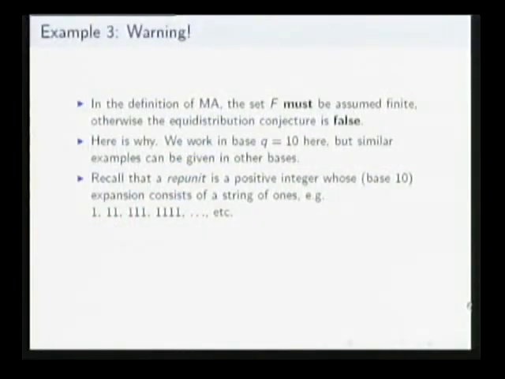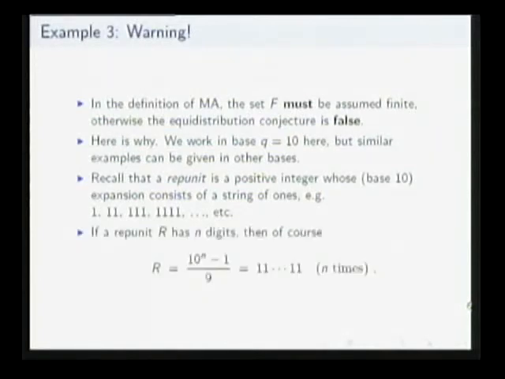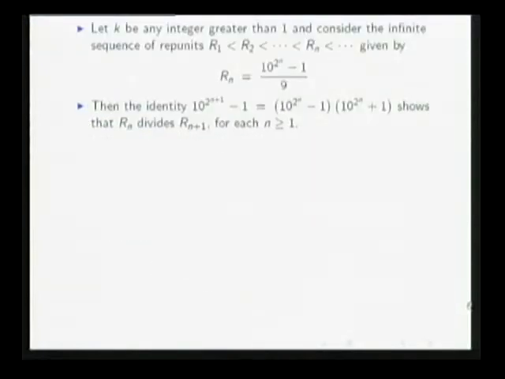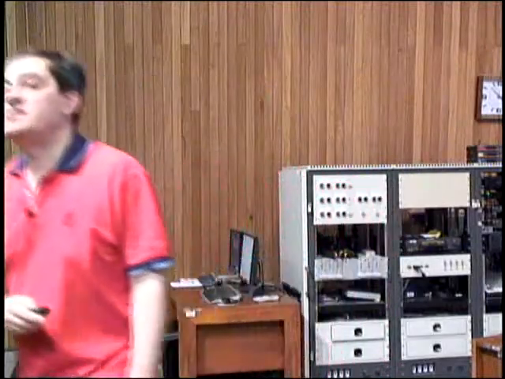Let me work with base 10 just to fix ideas, but the same thing works in any base. So a repunit is a number that can be written like that. If it has n digits equal to 1, it's written like that. Now take the following sequence of repunits. You choose the repunits R1, R2, and so on, not the way I defined before, but using 2 to the n here. So this is a number that has 2 to the n ones in its base 10 expansion.